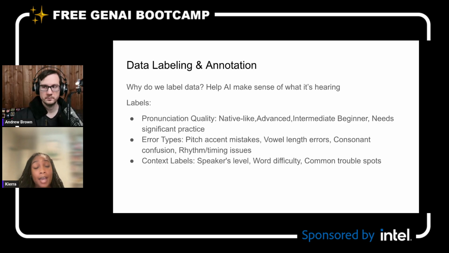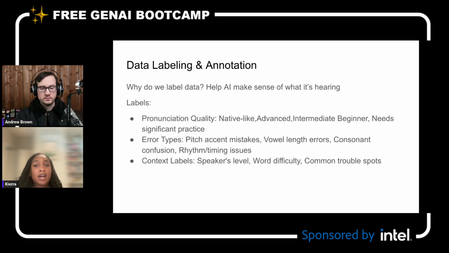So is the pitch pattern perfect? Is it correct? Are the vowels the right length? Is the rhythm natural? One of the most important things we label is error types. For example, many English speakers struggle with the pitch accent in Japanese, rightfully so. But by labeling these specific mistakes, our AI learns to identify and provide targeted feedback on them.